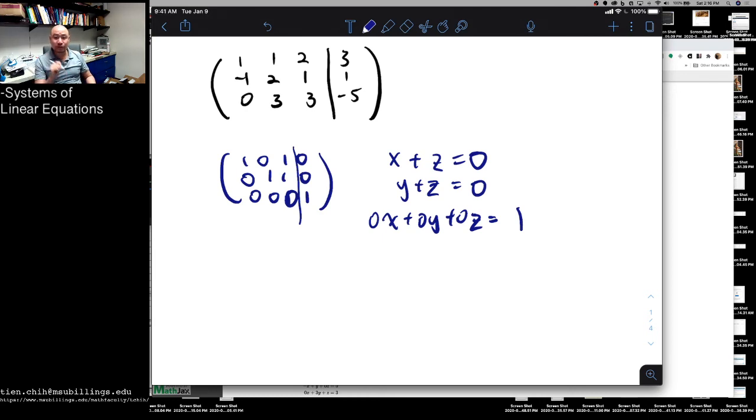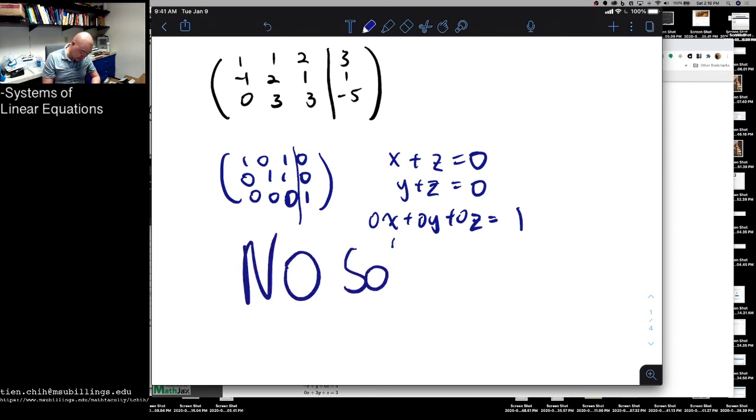So in order for the system to be solvable, you need an x, y, and z so that 0 is equal to 1. Well, there's no such thing, right? Clearly. So there is no solution, right? It's impossible to find any x, y, z. It doesn't matter who you pick. 0 is never going to be equal to 1. So this is a big ol' no solutions.